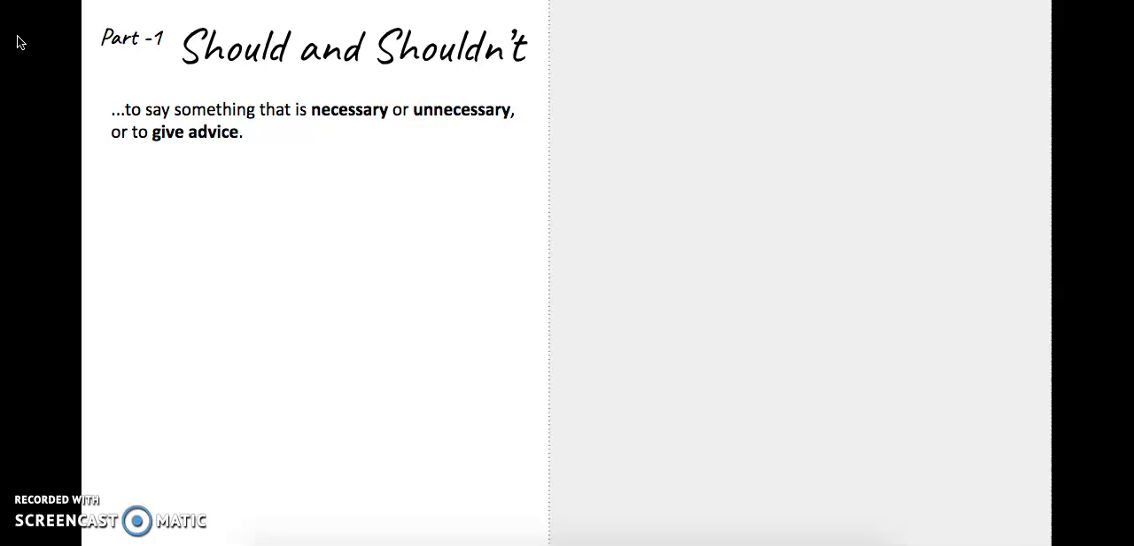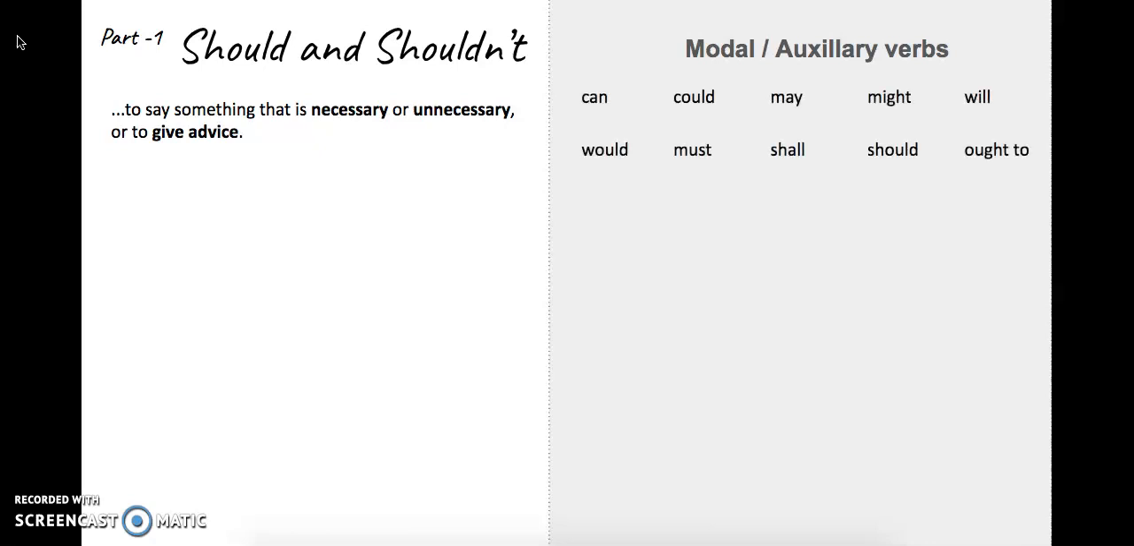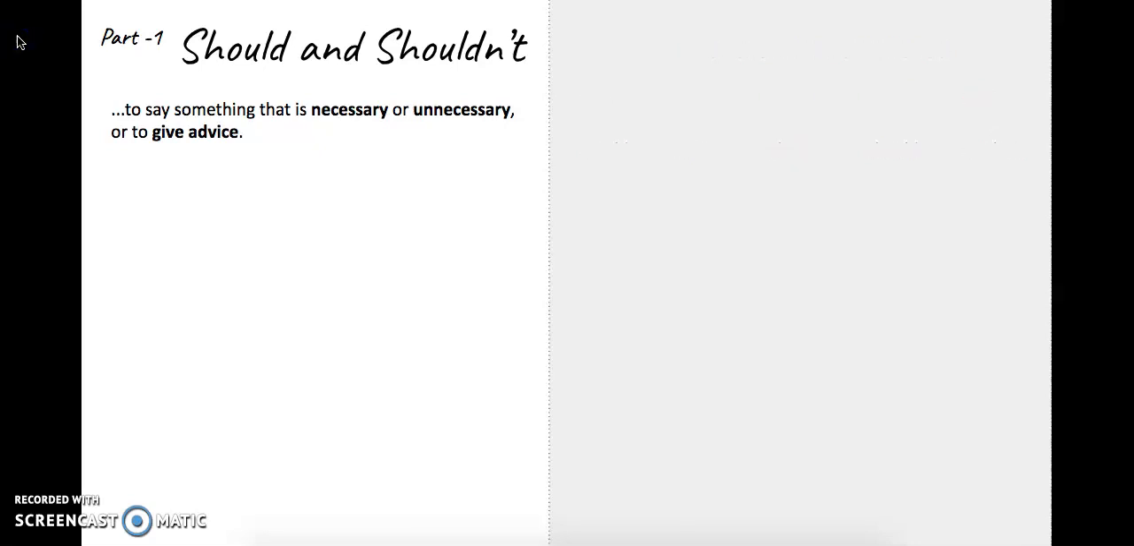Should and shouldn't are also known as modal or auxiliary verbs. Here are some modal and auxiliary verbs that we use on a day-to-day basis. But for this lesson, we're going to be focusing on should and shouldn't.